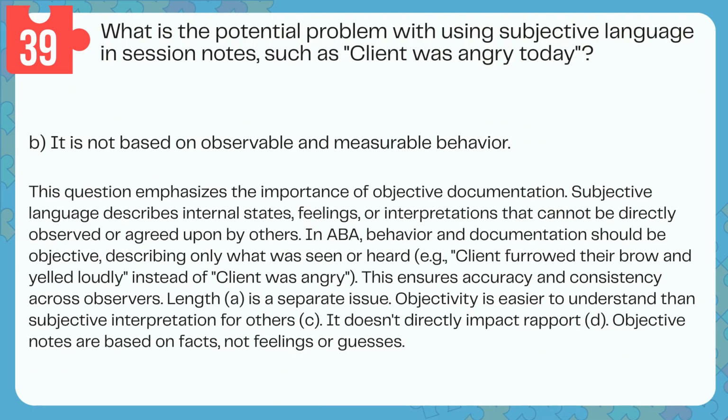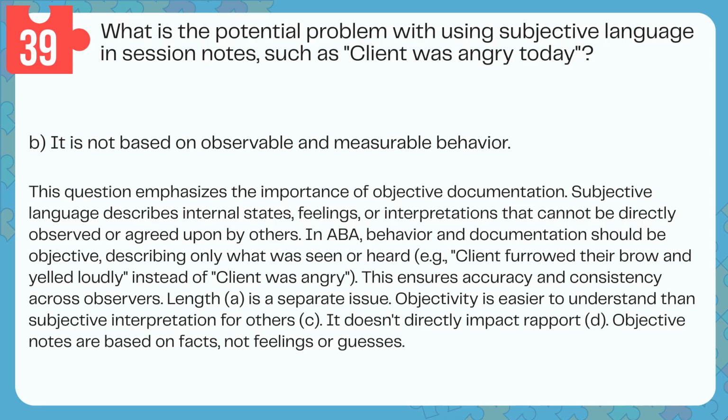Answer: B. It is not based on observable and measurable behavior. Explanation: this question emphasizes the importance of objective documentation. Subjective language describes internal states, feelings, or interpretations that cannot be directly observed or agreed upon by others. In ABA, behavior and documentation should be objective, describing only what was seen or heard. Example: client furrowed their brow and yelled loudly instead of client was angry. This ensures accuracy and consistency across observers.